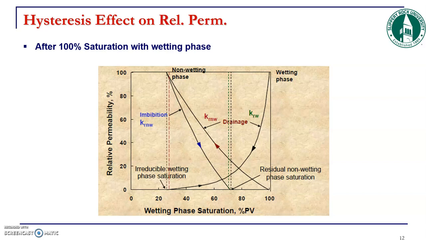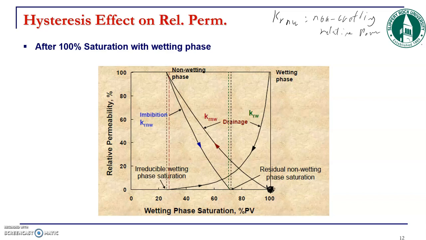you see that, let's assume that you have a core sample that is 100% saturated with water, right? So it was a dry core sample, you saturated it 100% with water, and now you're trying to inject the oil into the core sample. So the water saturation starts to drop, and the relative permeability of this is the non-wetting phase relative permeability. So KRNW means the non-wetting relative permeability.